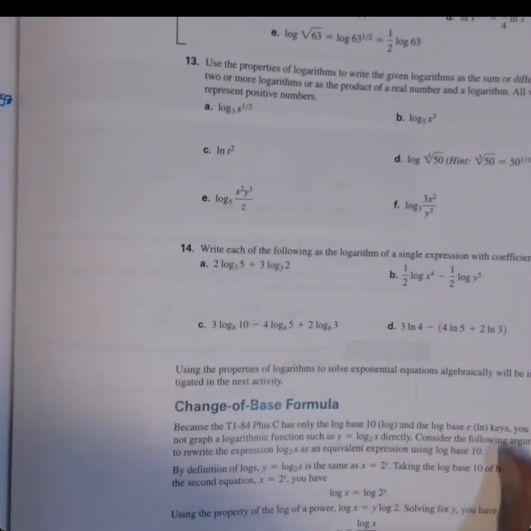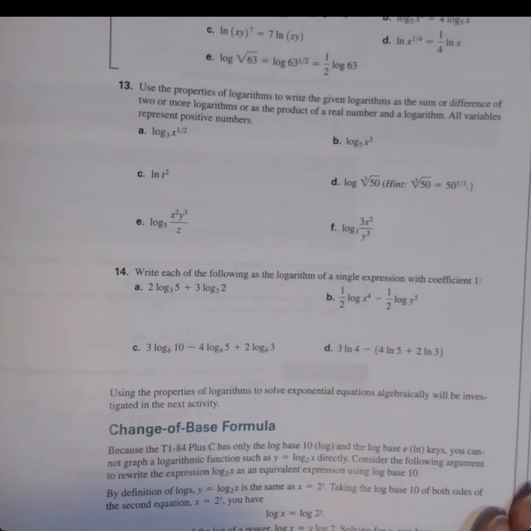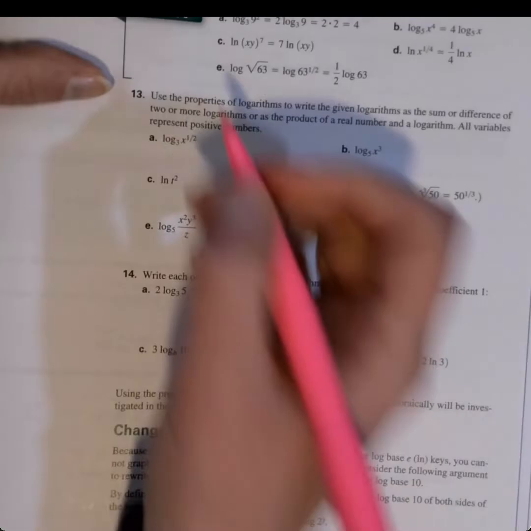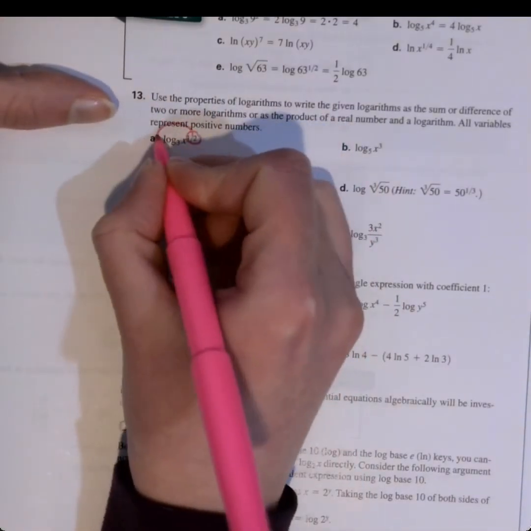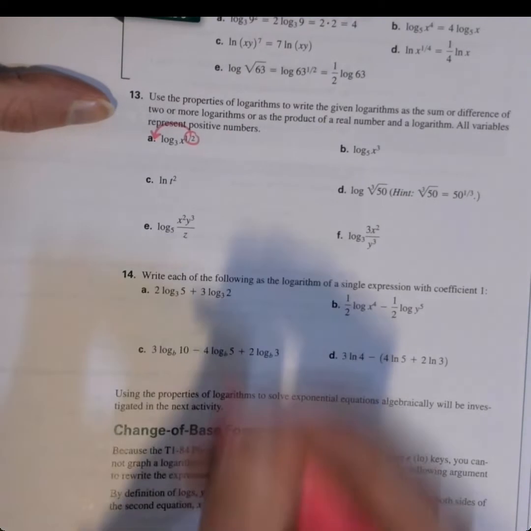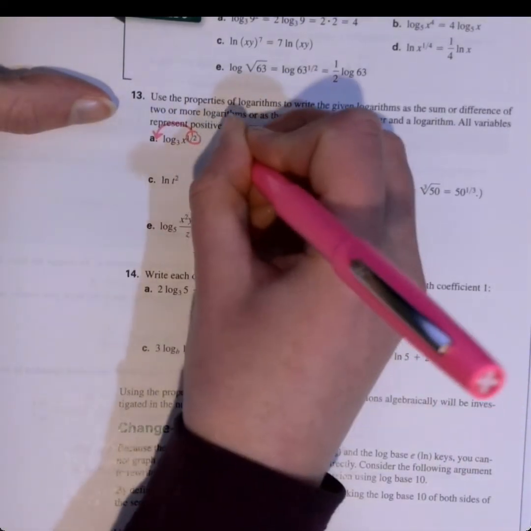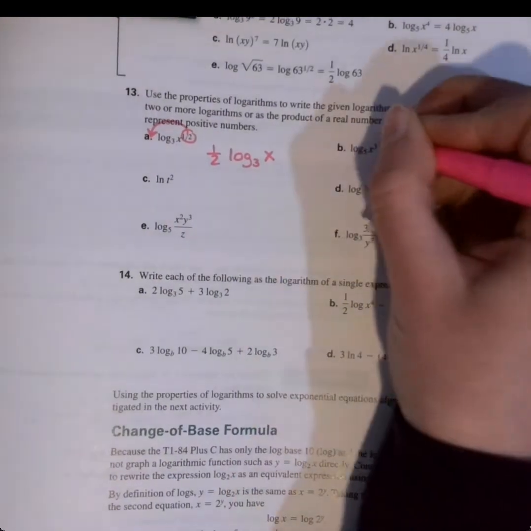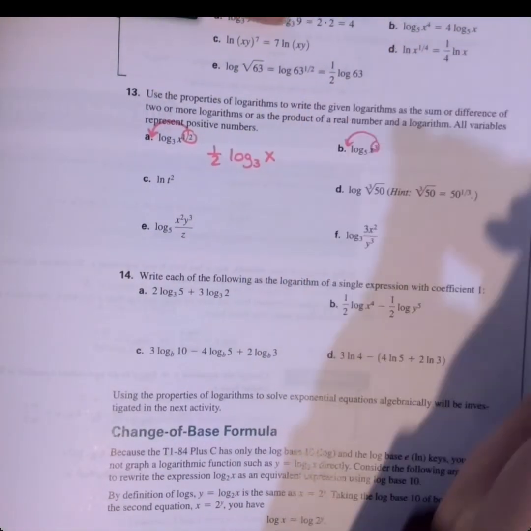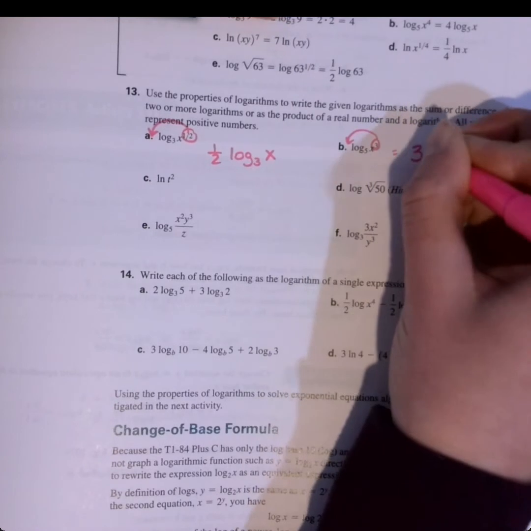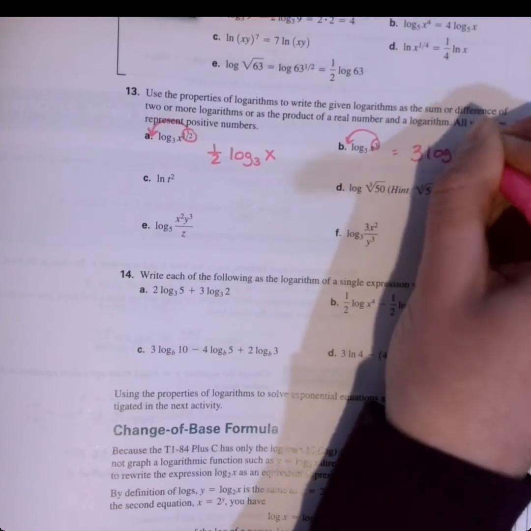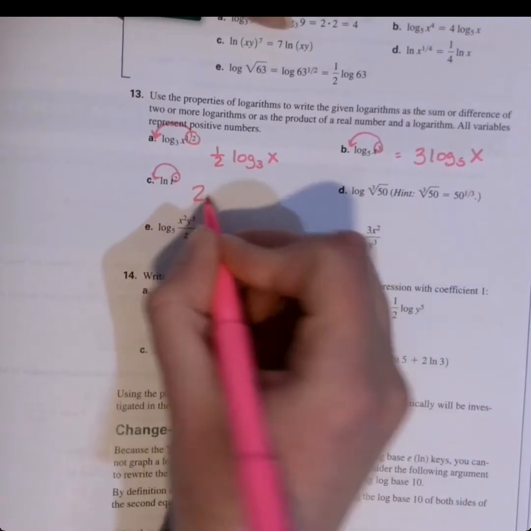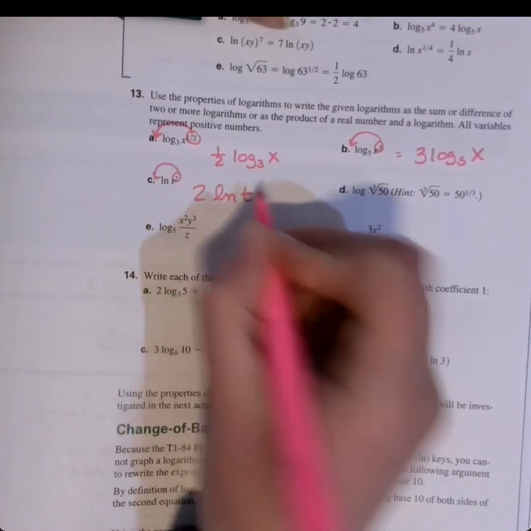Okay, so let's use this property over here for number 13. For this property, I like to circle my power and just like I'm pulling it down, right? My power comes down. So this thing is the same thing as 1/2 times the log base 3 of x. Okay, power on a power, that power comes down. So this is 3 times the log base 5 of x. Power comes down. This one's 2 times the natural log of t.